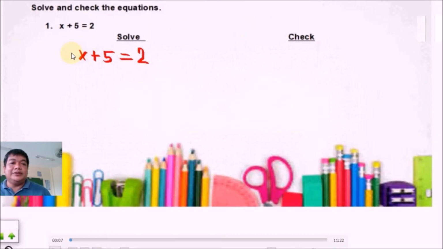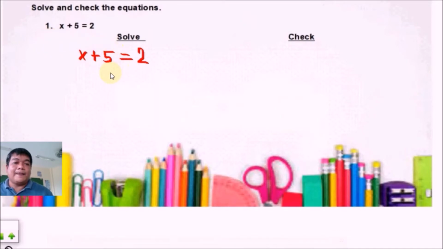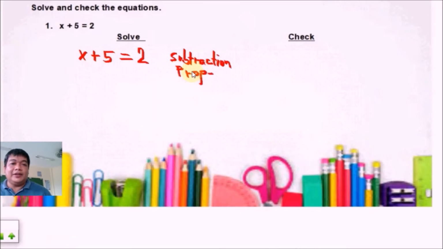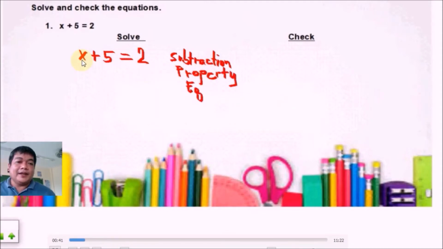we are going to use the subtraction property of equality. Why do we use the subtraction property of equality? Since our equation is addition, we are going to use subtraction as the inverse of addition to find the value of the variable in this equation. So we're going to use the subtraction property of equality.